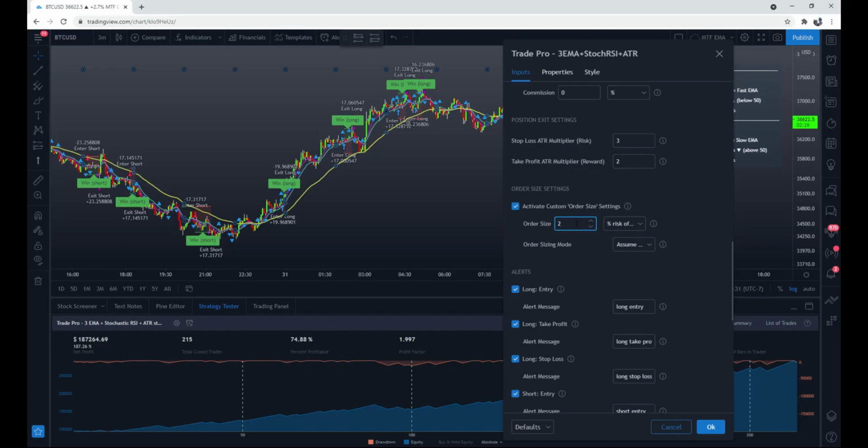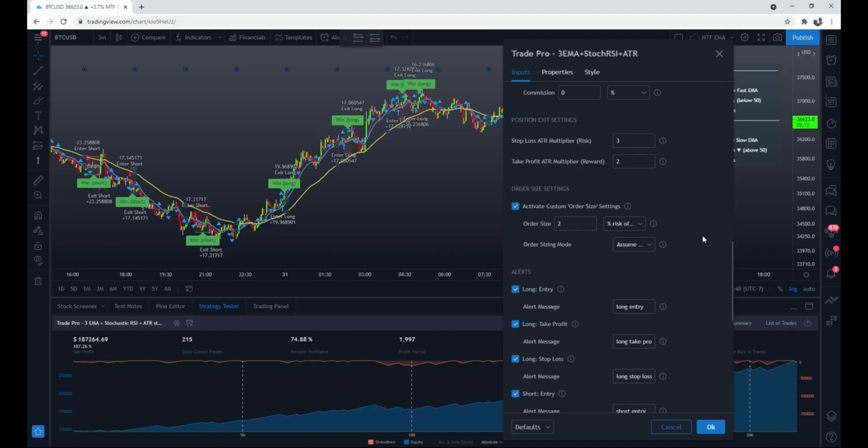But obviously, if we change it to 4% risk per trade, then we're going to see that net profit figure jump hugely up to 684%. But as I always preach, you should stick with that 2% or less per trade.